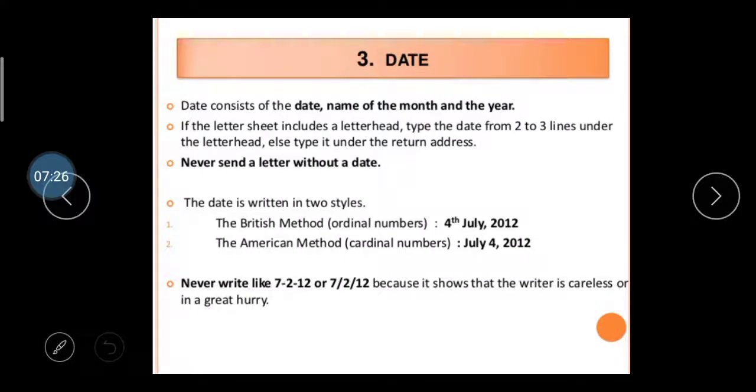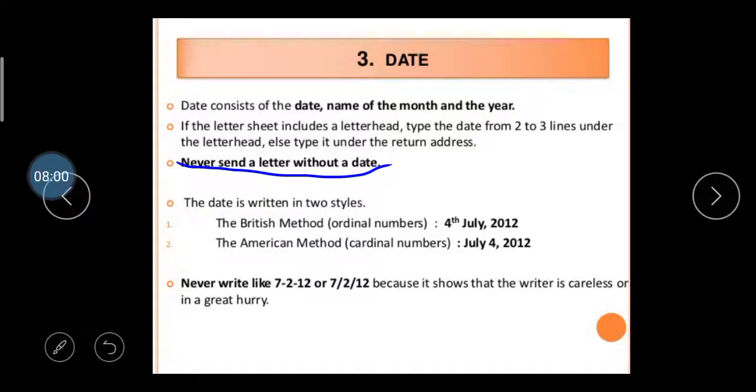Date. The date includes the day, the name of the month and the year. If your letter has a letterhead, type the date two to three lines under the letterhead. Whenever your letter is on a pre-printed form, leave two or three lines under the letterhead, and then type your date. You can never send your letter without a date. Okay, so the date is very important.